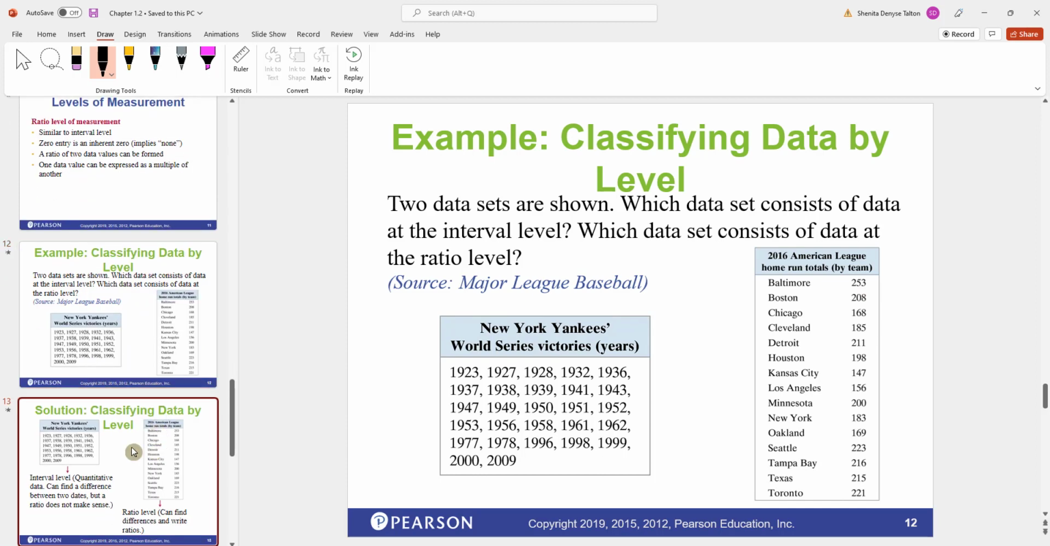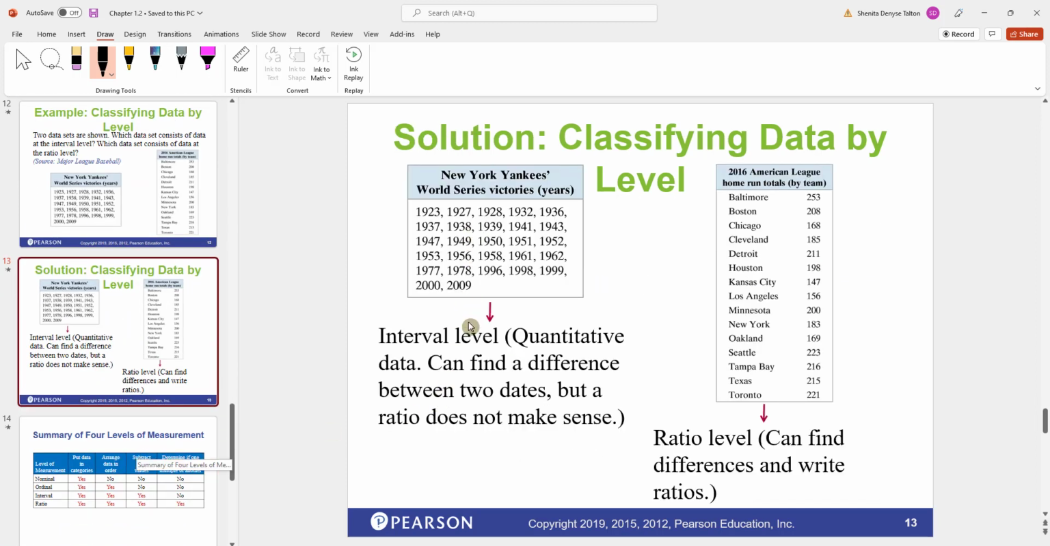Okay. So let's see. We can say that the years of the World Series victories will be interval. It's quantitative data, as you can see. You can find the difference between the two dates, but the ratio does not make any sense. And I'll talk about ratios in a few minutes when I do another example. In this one, the home run totals will be ratio. You can find differences between the two data values, and you can write ratios.